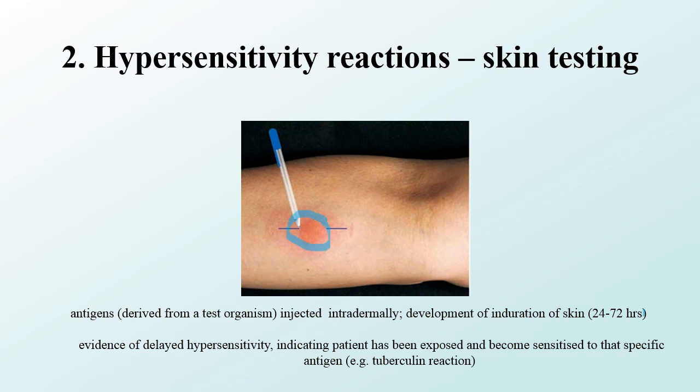This picture is showing a sample after hypersensitivity testing. Usually you can see a red zone as shown here. When you go to the hospital, you will be injected with an antigen derived from the test organism. Usually the injection is performed intradermally, which means under the skin. After the incubation period, which is usually 24 to 72 hours, you will get a red zone. This red zone indicates that a particular person has been exposed or become sensitized to the specific antigen. This test is always performed for the tuberculin reaction to diagnose tuberculosis.